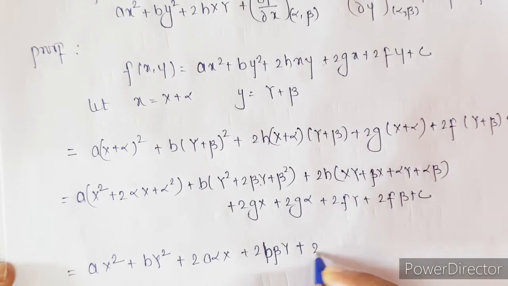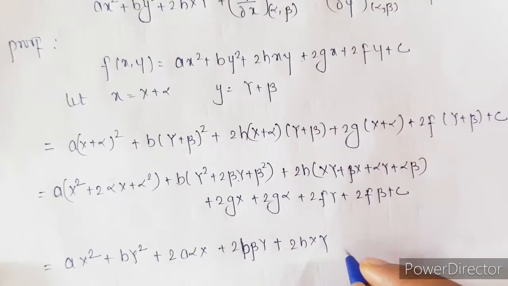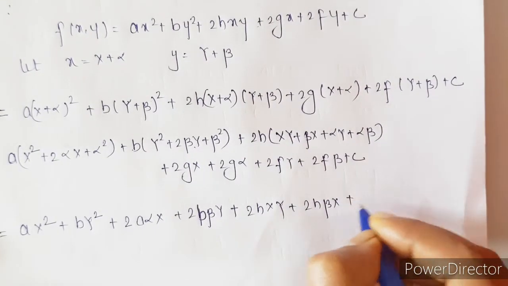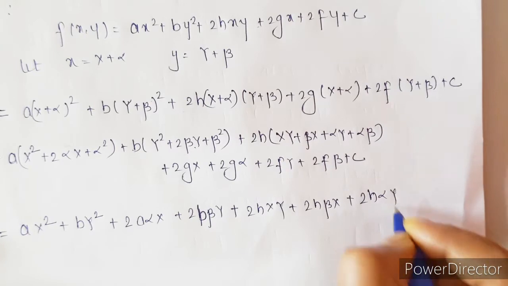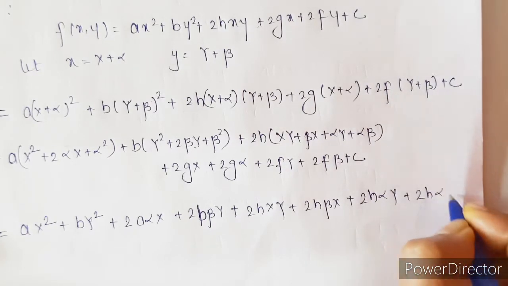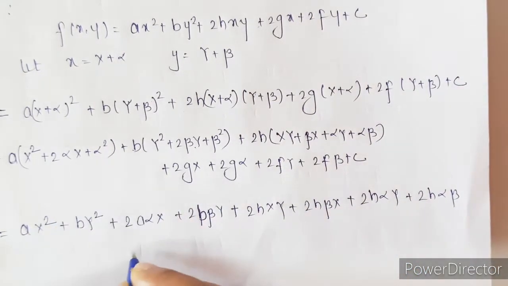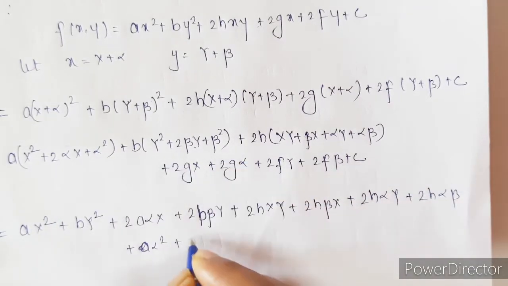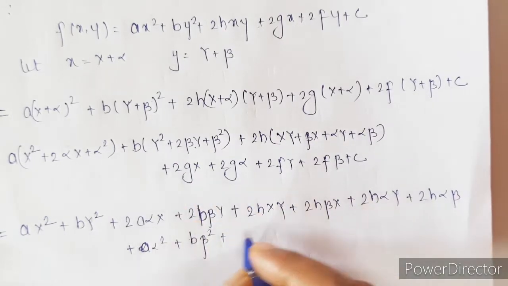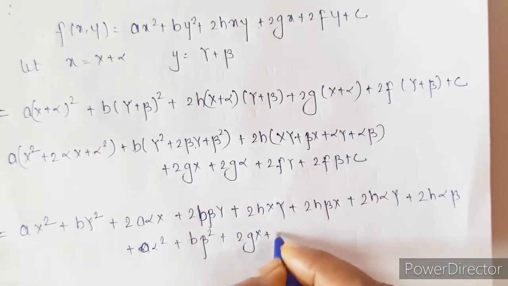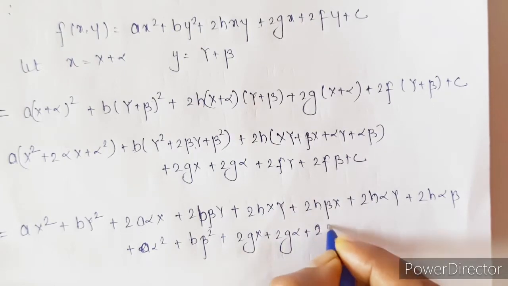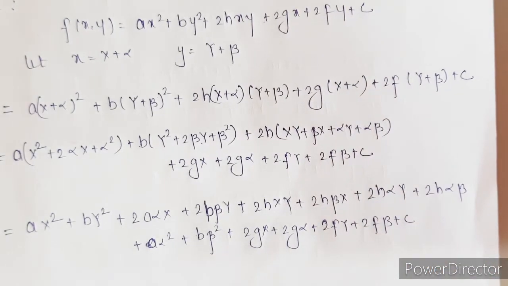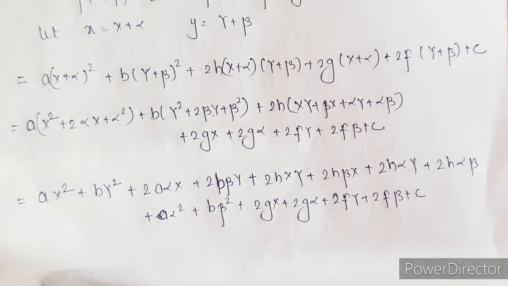Then here we have 2hxy, 2hβx, and 2hαy, and then 2hαβ. Remaining is this aα² plus bβ², and then here we have 2gx, 2gα, 2fy, 2fβ plus c.